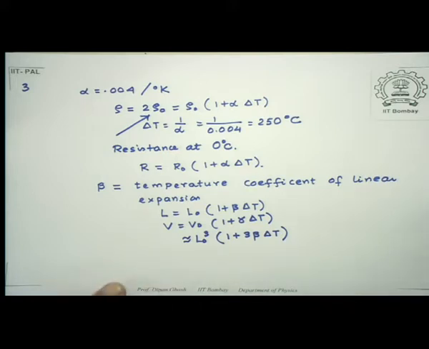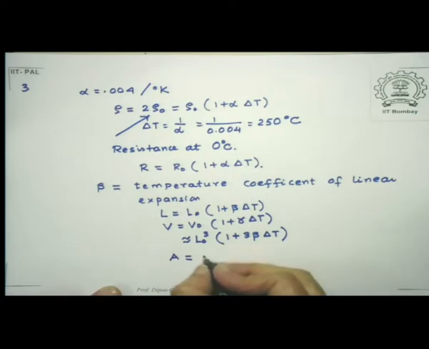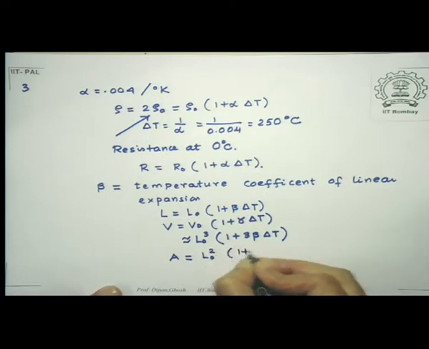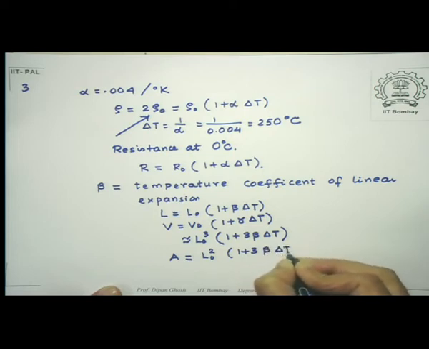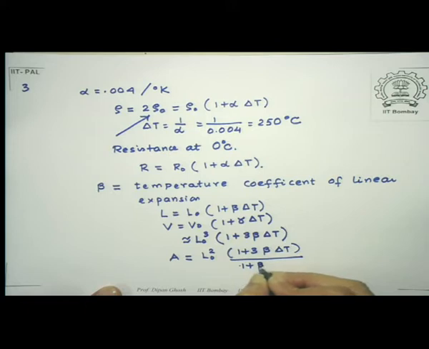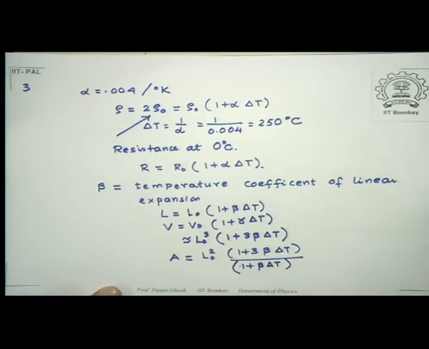Now that immediately tells me that the area of cross section, which is another quantity of importance when we discuss the resistance of material, because we had seen that the resistance is linearly proportional to the length and inversely to the cross sectional area. So the area then becomes this quantity divided by that quantity, which is L0 square into 1 plus 3 beta delta T divided by 1 plus beta delta T, which, if you expand the denominator in terms of the binomial, is approximately equal to A0 into 1 plus 2 beta delta T.